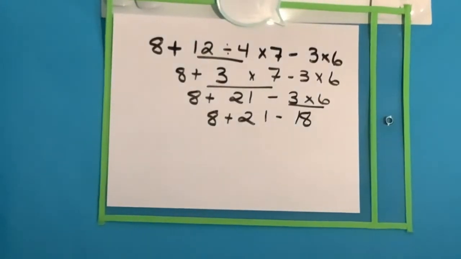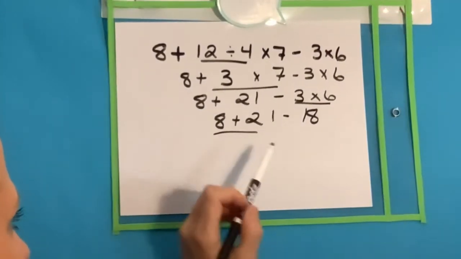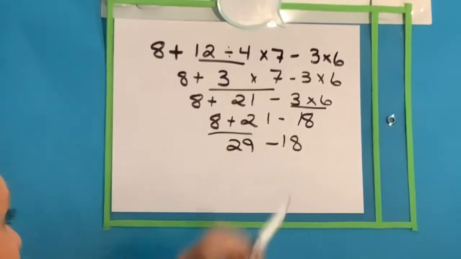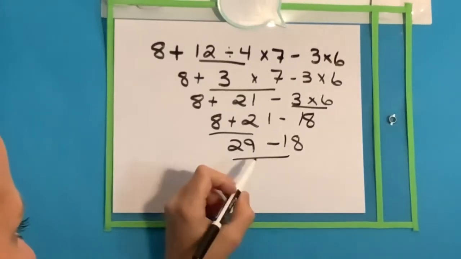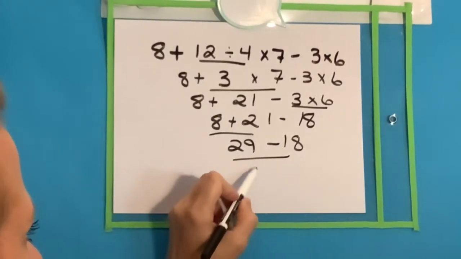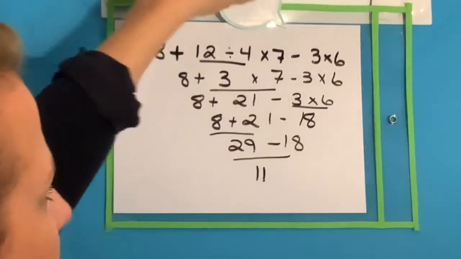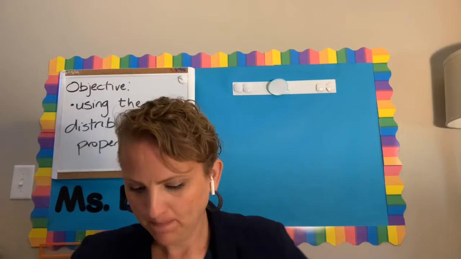We have no more multiplication or division, so now we move to addition and subtraction. We underline left to right. We find the answer, copy the rest of the problem down. Our last step is the final operation here, subtraction, which when we subtract, we should get 11. So the correct answer was 11. Hopefully you got it. If not, you can always ask for help, and I will clarify anything that was confusing.